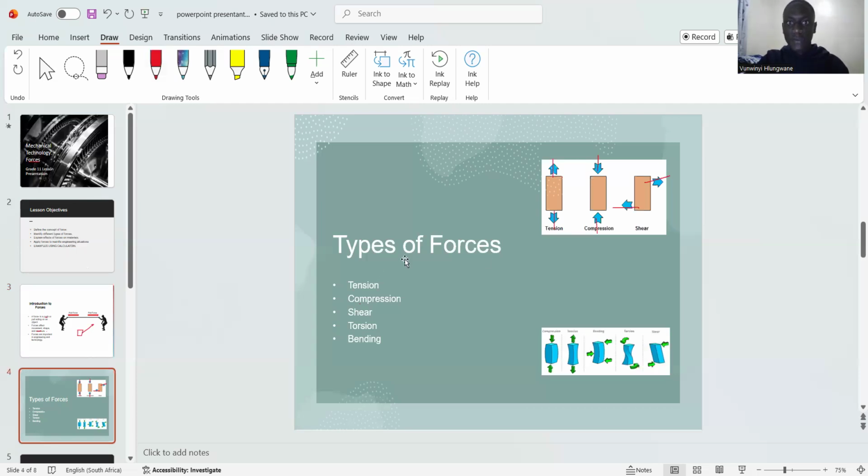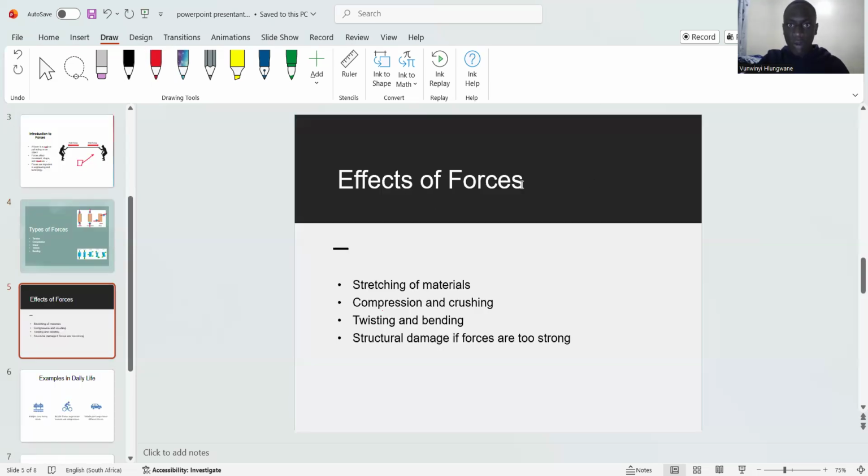Then we have types of forces. We have tension. This is tension force. Then we have compression, shear, torsion, and bending. Here there are examples of our forces. Then we go to the effect of forces.